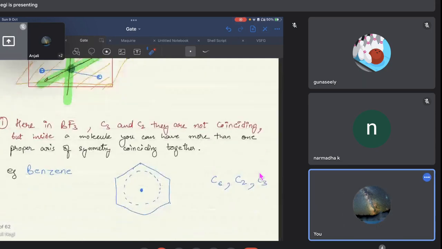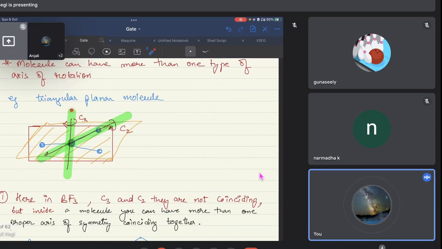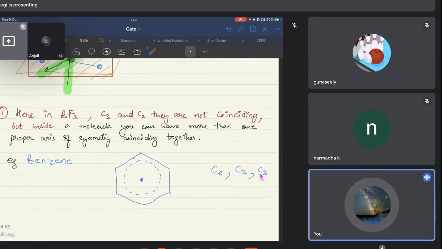Why am I saying this? Because there are some molecules, for example benzene, where, unlike the C3 and C2 axes here, which were not coinciding, you can see that there are axes C6, C2 and C3. If you draw them, you will see that some of them coincide with each other. So you can do this, and find how many C6, how many C2 and how many C3 axes we have in the benzene molecule.